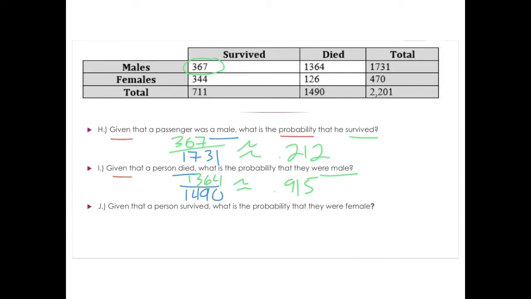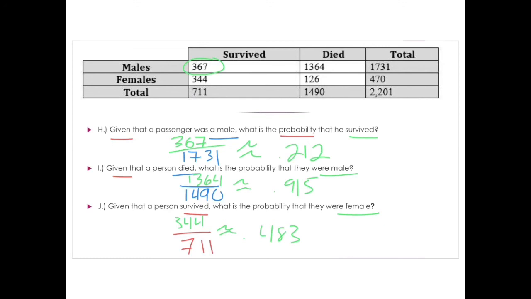All right, for my last question here, again, we have another given. Given that the person survived, so I know the person survived, which means I'm only looking at those 711 people. Of the people who survived, what is the probability that they were female? So we know they survived. The amount of females that survived was 344. And if I divide those, I get approximately 0.483. And I don't have to multiply by 100 because I'm not finding my percent.